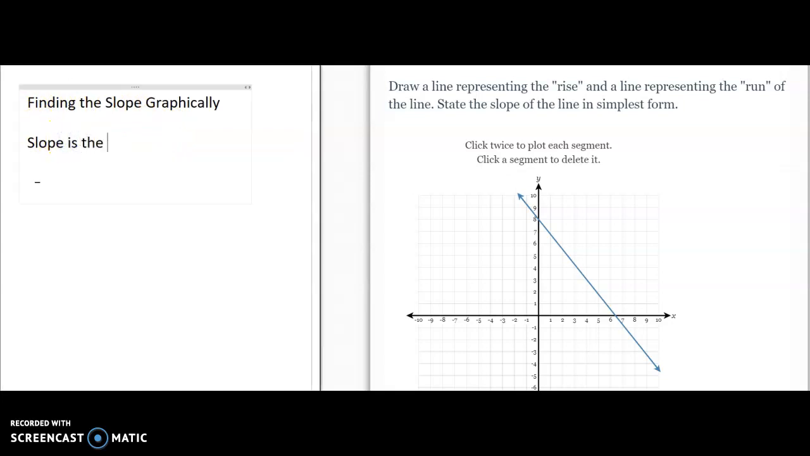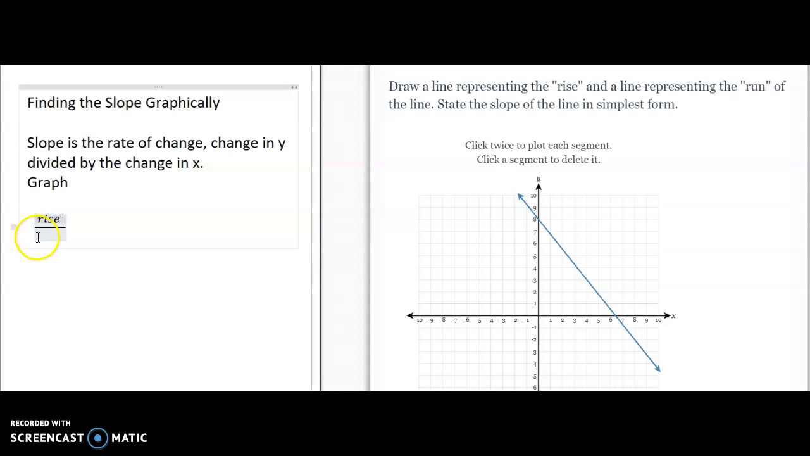So slope is the rate of change. I know some teachers define it this way: it is the change in y divided by the change in x. But when we're looking at a graph, the most helpful one is to use the rise over run. So let me write it right here. Rise divided by run. Rise over run.